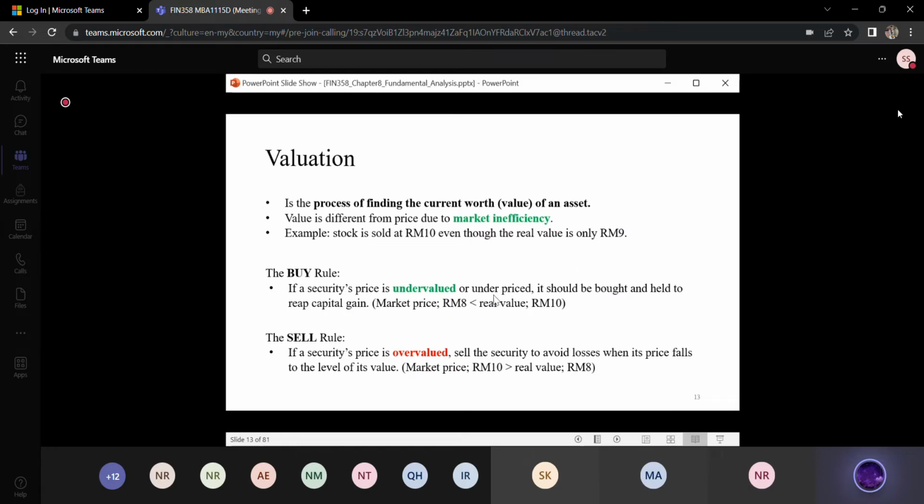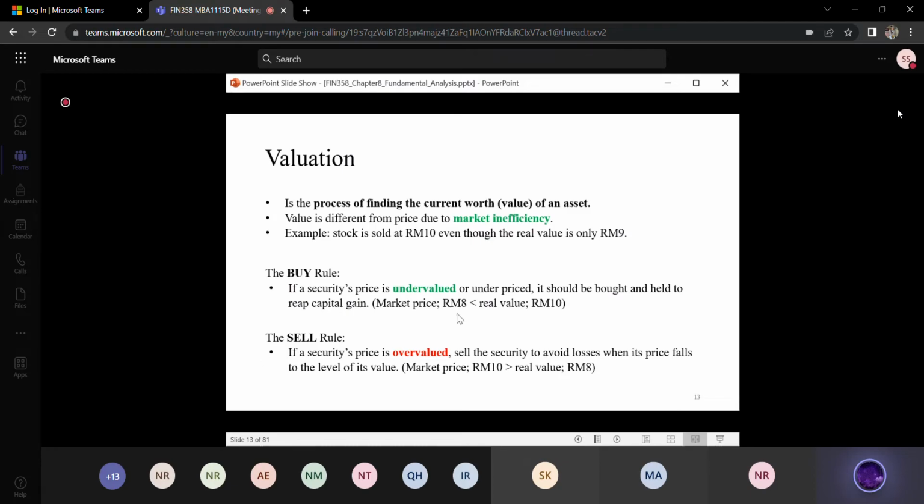Right? So what is the keputusan atau rules yang boleh guide kita sama ada kita nak beli atau kita nak jual. So if a securities price is undervalued or underpriced, it should be bought and held to reap capital gain. Contoh kat sini, kalau market price adalah RM8, dan the real value adalah RM10. So kita adalah cakap bahawa aset ini adalah undervalue. Sebab harga sebenar adalah RM10, tetapi dalam pasaran dia jual RM8.